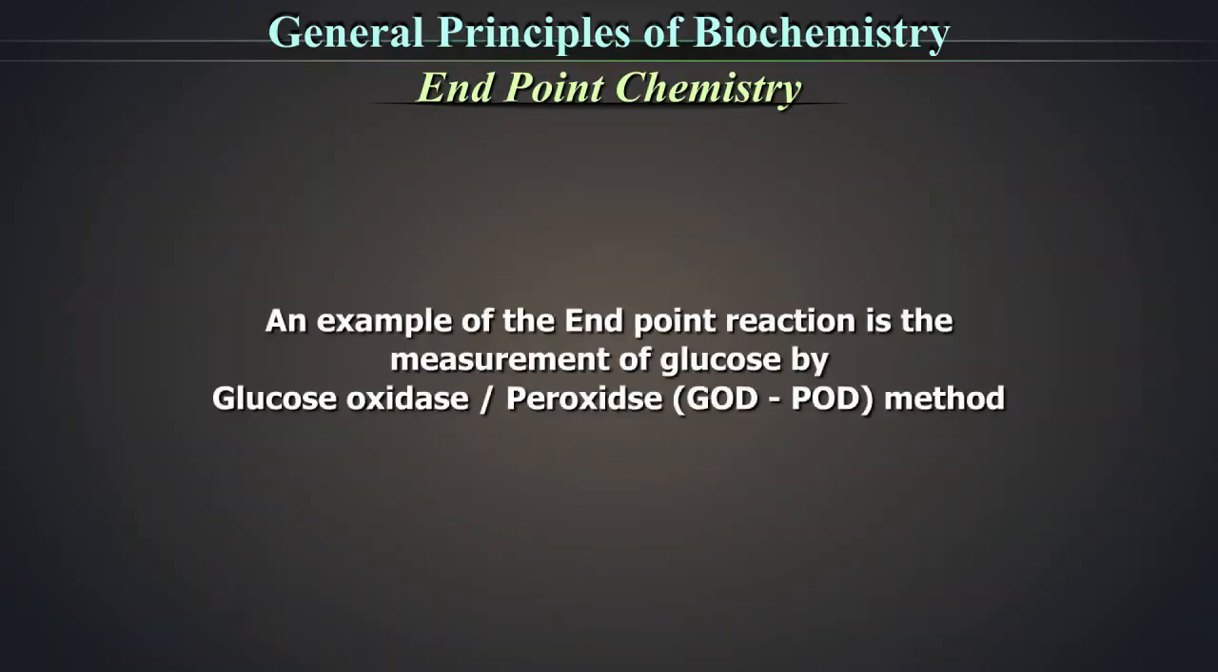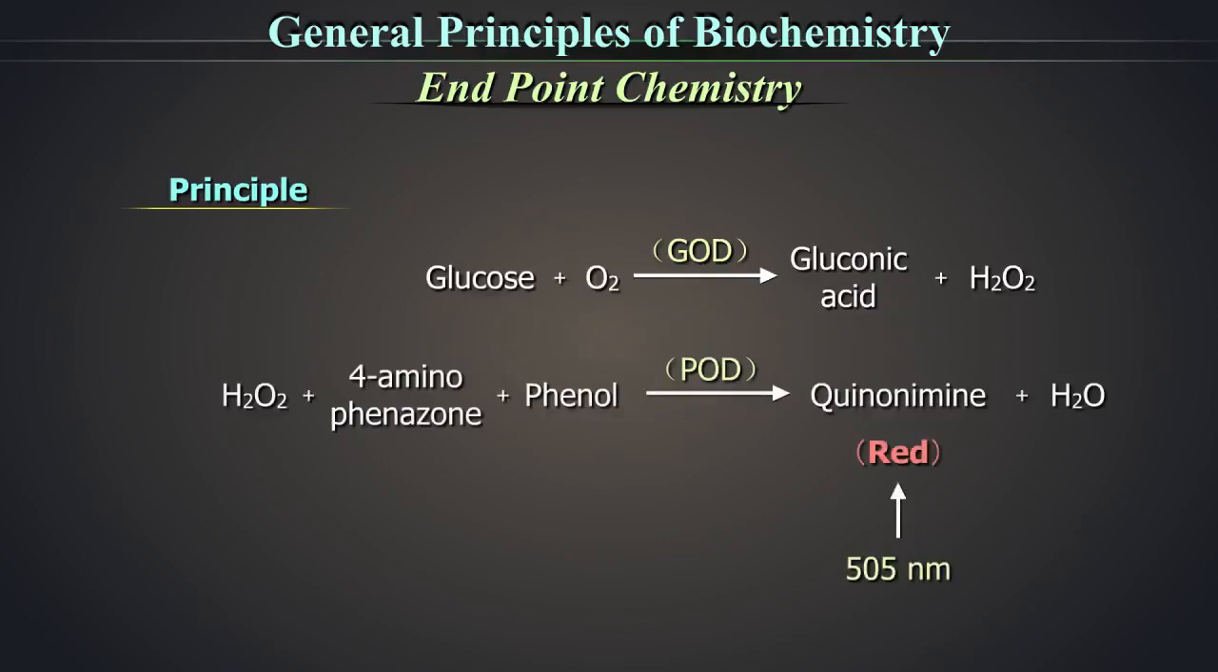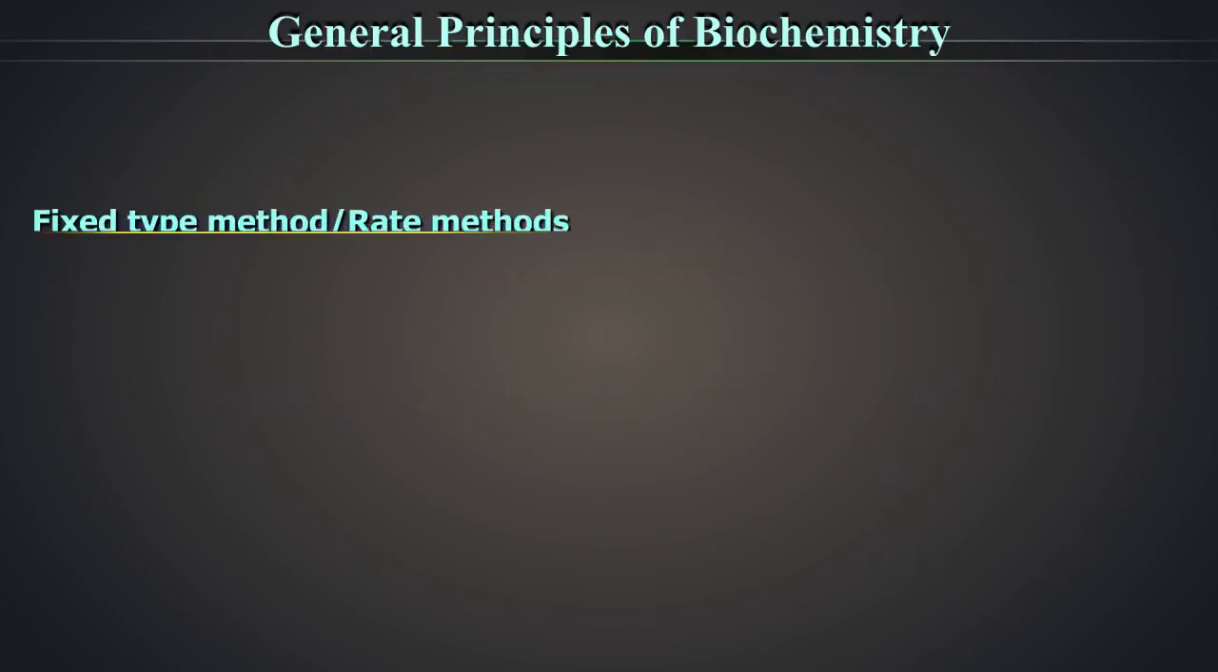An example of the endpoint reaction is the measurement of glucose by the glucose oxidase peroxidase, GOD-POD, method. Glucose is oxidized into a red-colored compound. The intensity of the red-colored compound is proportional to the glucose concentration and is measured at 505 nanometers, which lies within 490 to 530 nanometers.